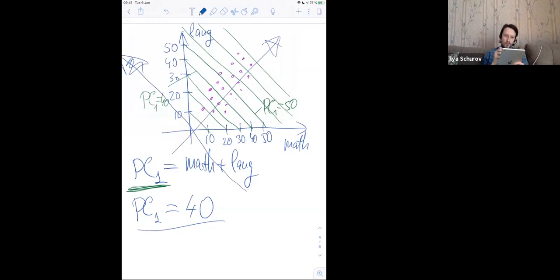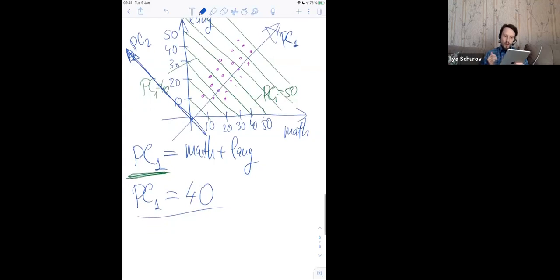How to create this new variable? I want this axis to be PC1. And I want to consider just an orthogonal line that is called PC2. Let me just say that PC2 equals minus math plus lang.